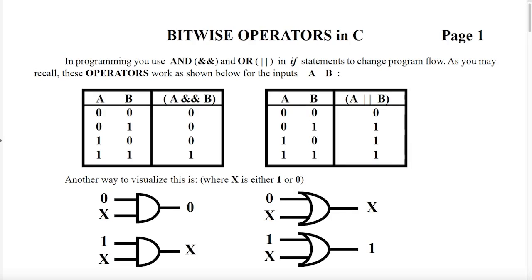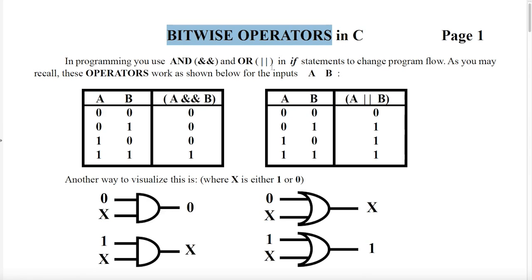So far we've been dealing with double ampersand for AND and double pipe for OR, and these are for saying if this condition and this condition is true, do something. In the case of the OR, it says if this condition or this condition is true, do something. Now we're going to be using bitwise operators, and these are not being used for conditions. These are going to be used for dealing with devices.